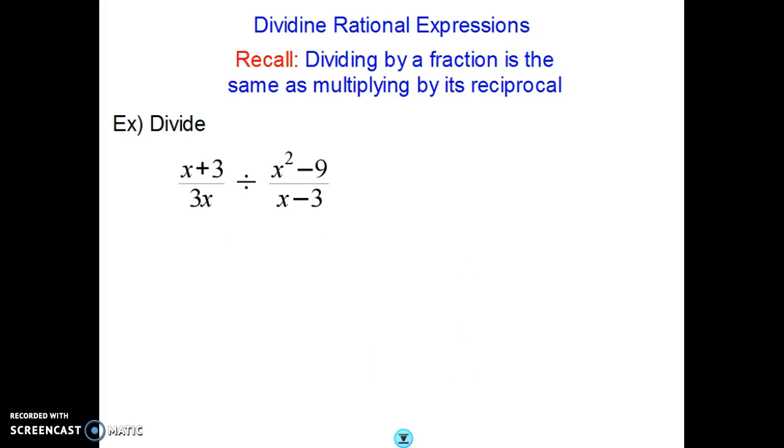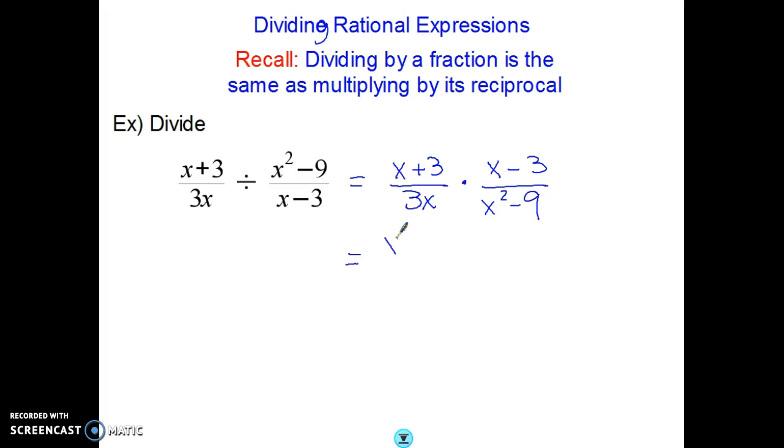Dividing, which is spelled with a G, not an E, only has one more step. Dividing by a fraction is the same as multiplying by its reciprocal, which means that this problem here is actually the same as if we took that second fraction, the one we're dividing by, and we multiplied by the reciprocal. So we flip it over, x minus 3 over x squared minus 9. From here we go through the same exact process because now it's just a multiplication problem.